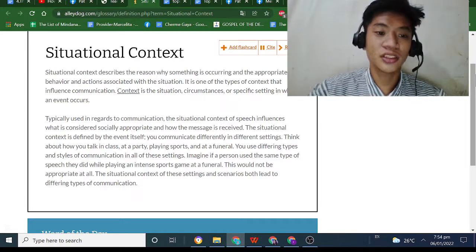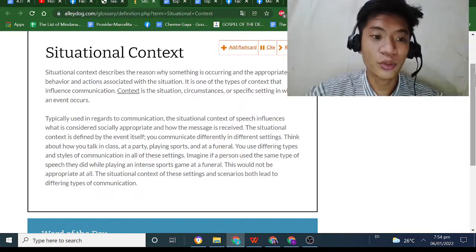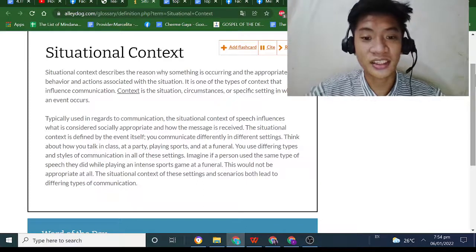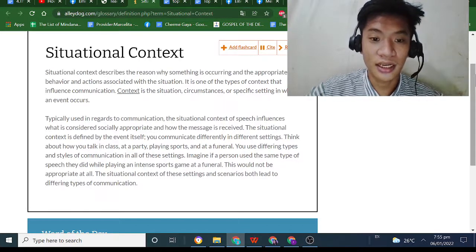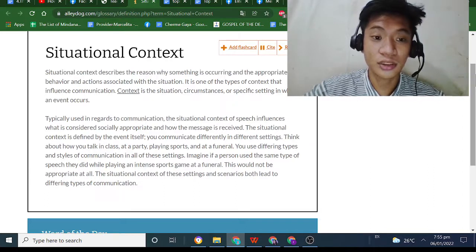So, what is situational context? Situational context describes the reason why something is occurring and the appropriate behavior and actions associated with the situation. It is one of the types of context that influence communication.